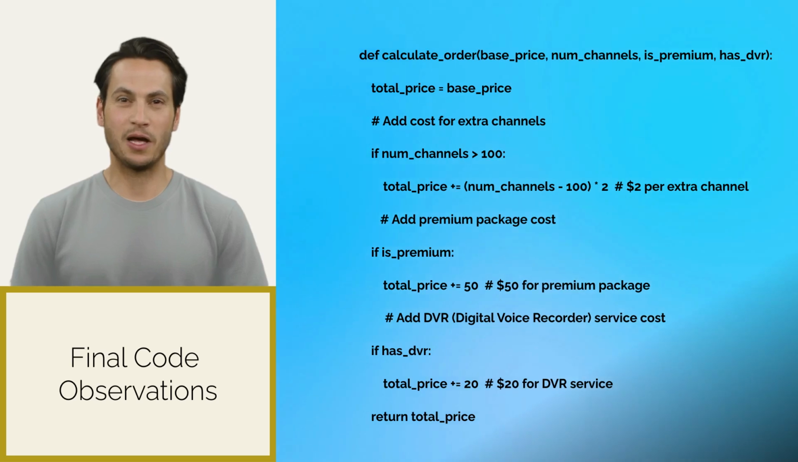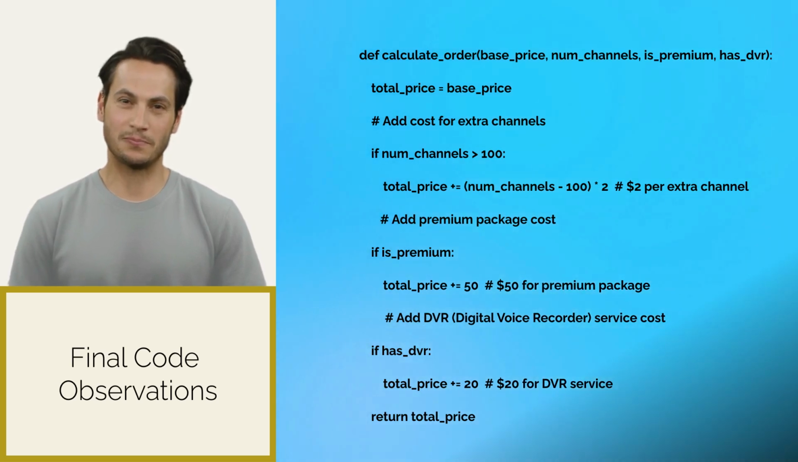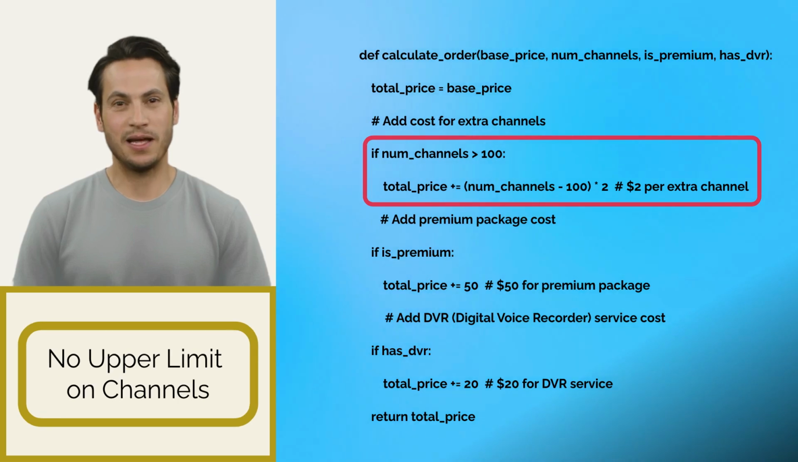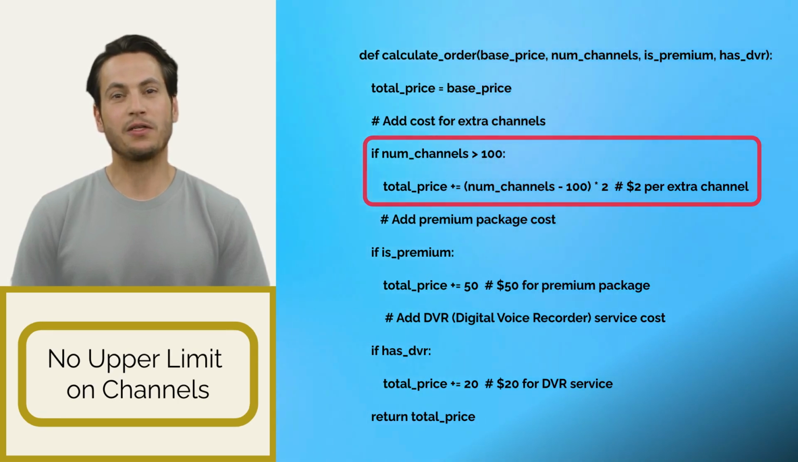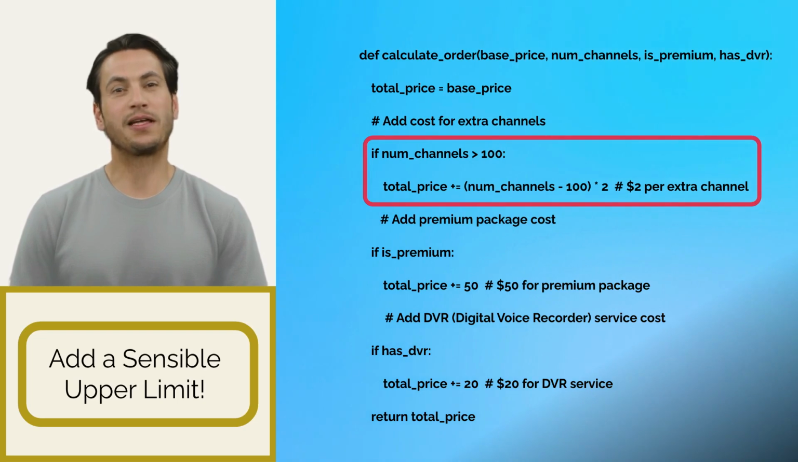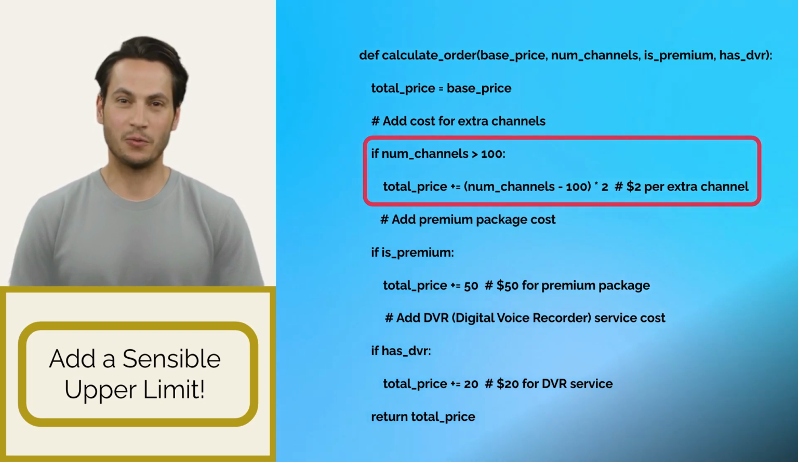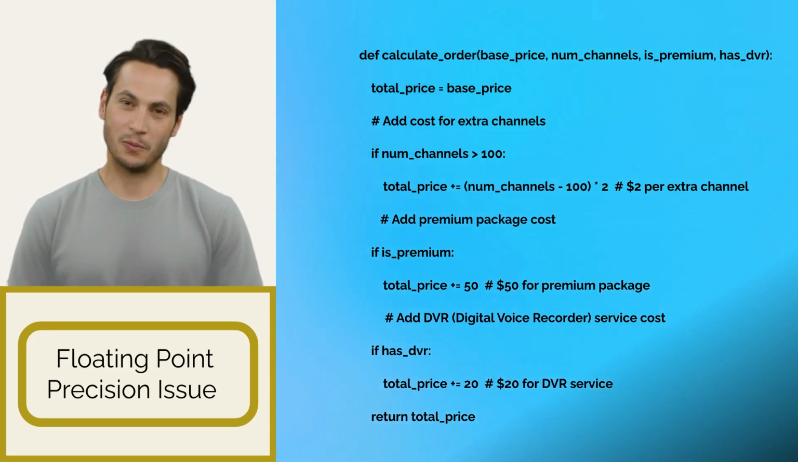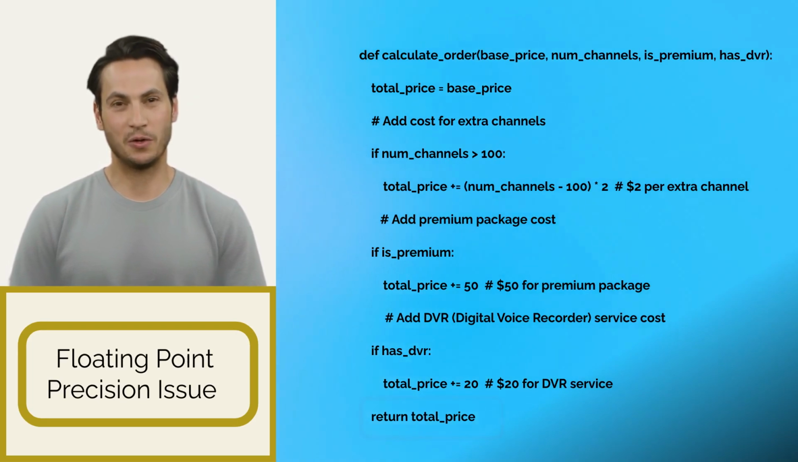We made a few other observations on the same code. Firstly, there is a business logic issue in the number of channels code. It doesn't impose a cap or limit on the number of channels, allowing a user to input a massive number, leading to unreasonable costs. The code needs to impose an upper limit on this, then handle scenarios where the value exceeds that limit.